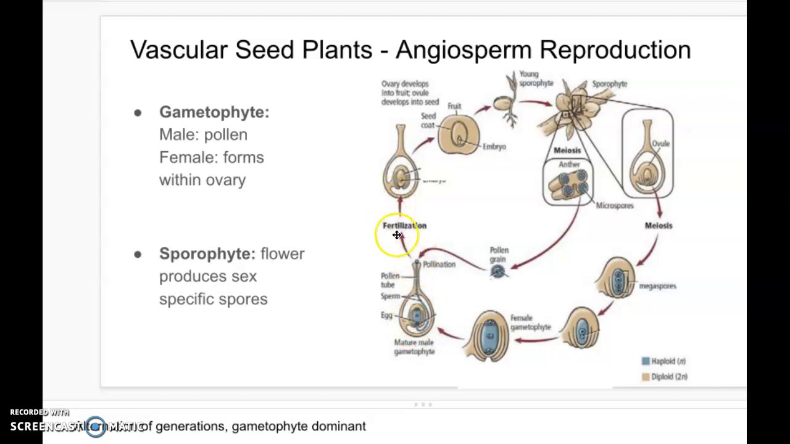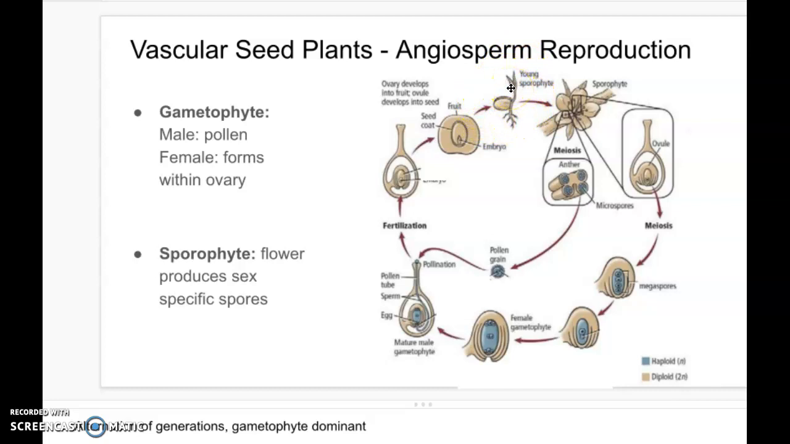Now in this process of fertilization, we have a fertilized egg. Now we have a diploid cell, right? And then this diploid cell is going to start to develop an embryo with a seed coat and a fruit, if the fruit is present, right? Once an animal eats that fruit, or takes that fruit or dumps that fruit somewhere and the seed falls out, if the conditions are right, it's going to grow a new sporophyte.